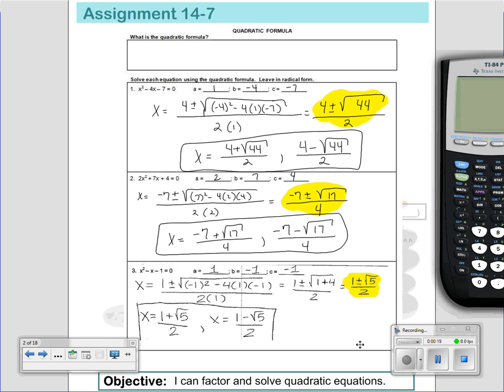These are answers to assignment 14-7. If you need to check your answers and need more time, please pause the video at this time.